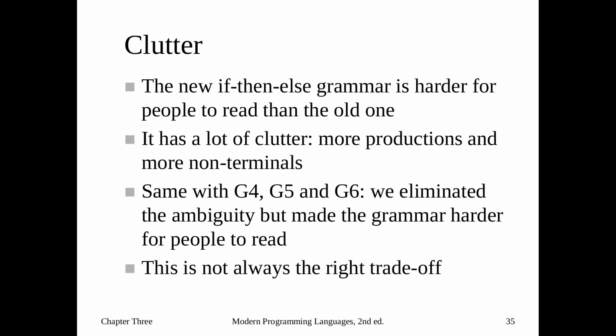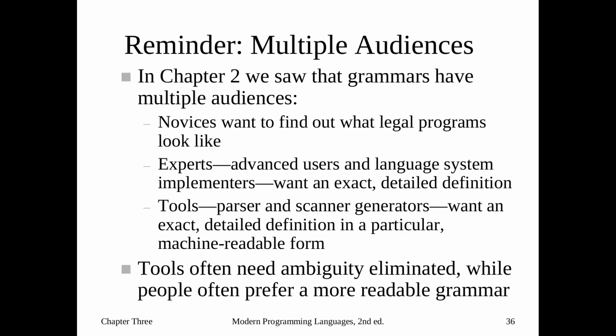The question becomes, is this the right trade-off? Every time we make a change to improve the grammar, we add new things, and it makes it hard to understand. So one needs to strive for the right balance. Way back when we were first talking about grammars, we said there are multiple audiences for what we're looking at. We have novices who just want to understand how to actually program in the language, so what actual valid programs would look like.